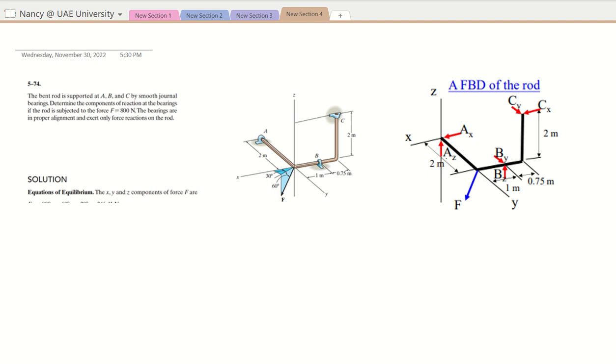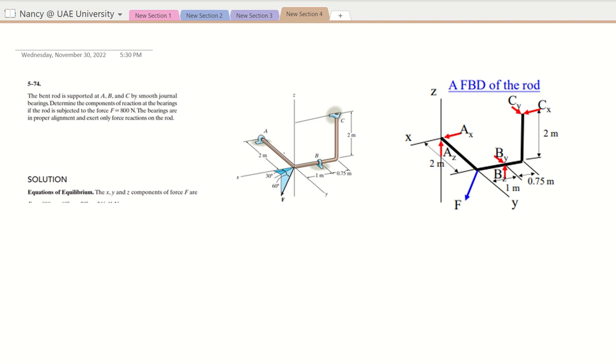Now here, as you can see, we have the free body diagram of the bent rod. And because this rod is supported in more than one location, it means I have more than one smooth journal bearing, I will not have moment reaction. I will just have force reaction. Now, this force reaction will be perpendicular to the plane of the rod.